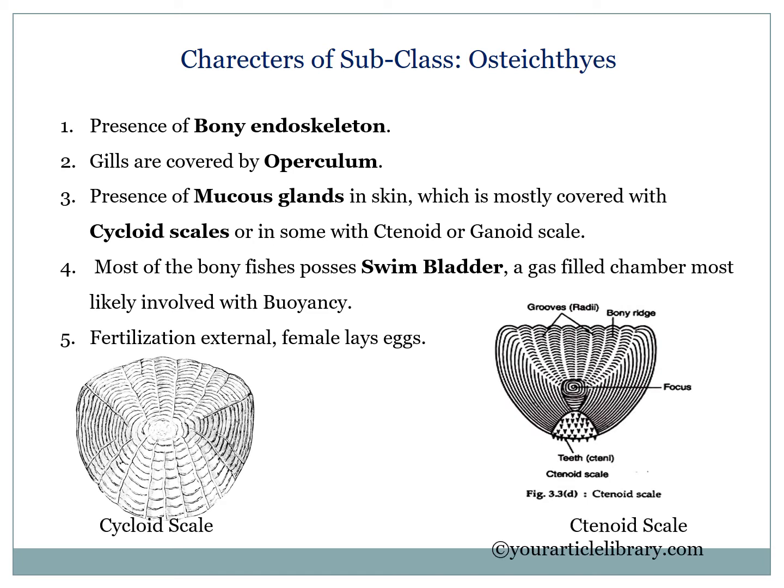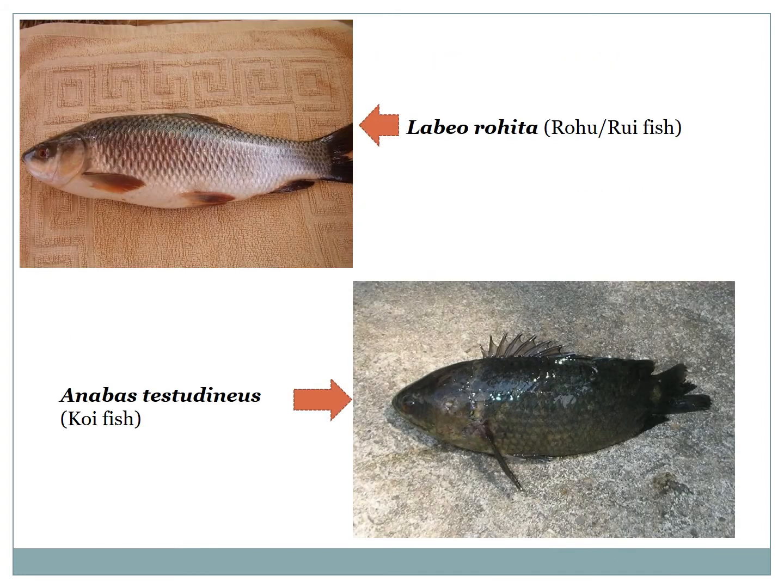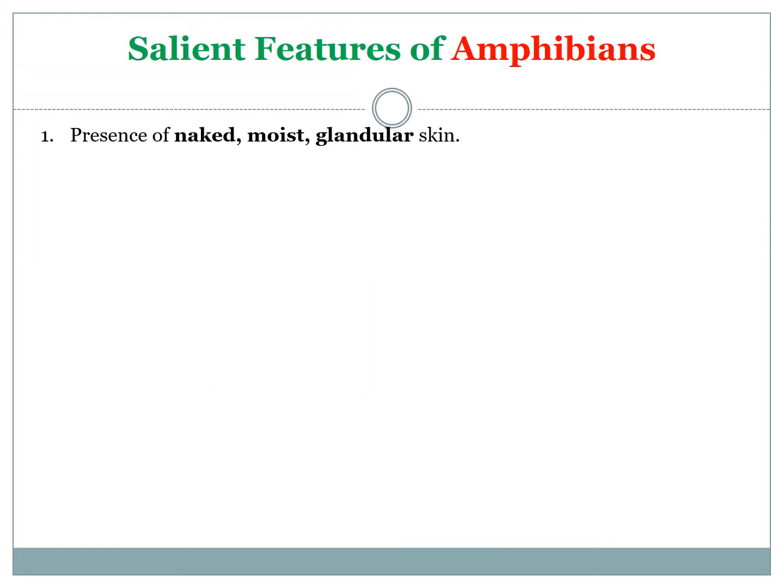Comparative diagram of the cycloid scale and the ctenoid scale. Examples: the rui and the koi or anabas. Features of amphibians.